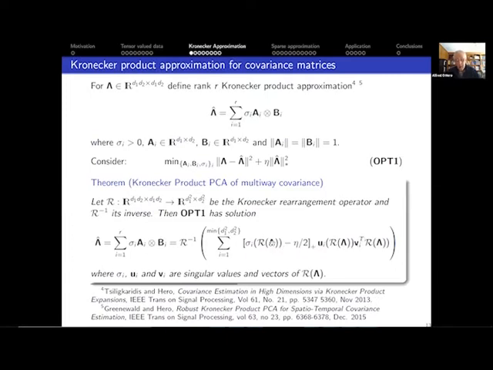So U_i and V_i are the singular vectors of lambda, which turn out to be identical to these square matrices A_i and B_i when you rearrange these singular vectors back. These singular vectors are D1 squared and D2 squared respectively. You rearrange those back into D1 by D1 and D2 by D2 matrices, and those are these Kronecker singular matrices or singular vectors, you might call them.